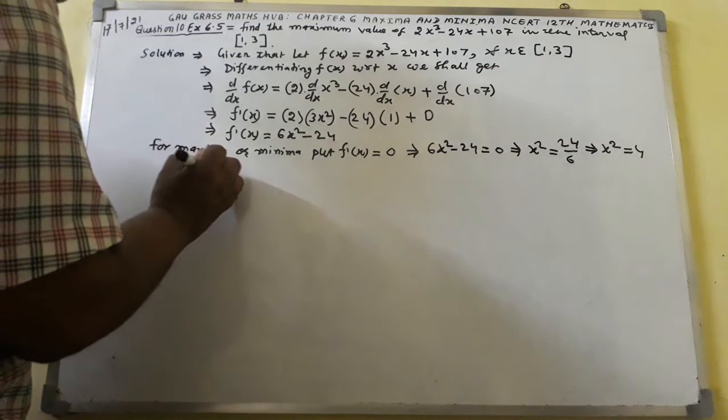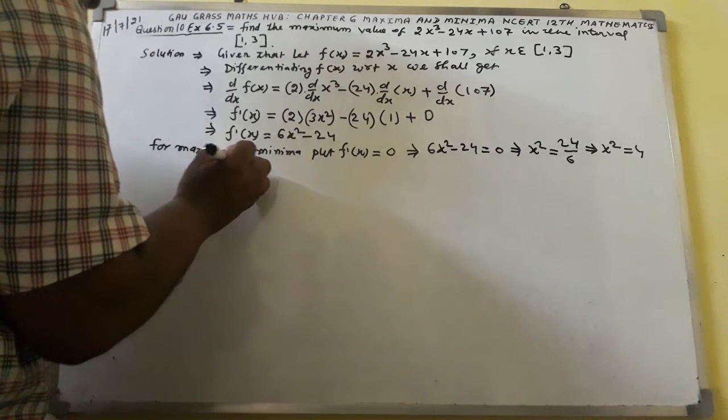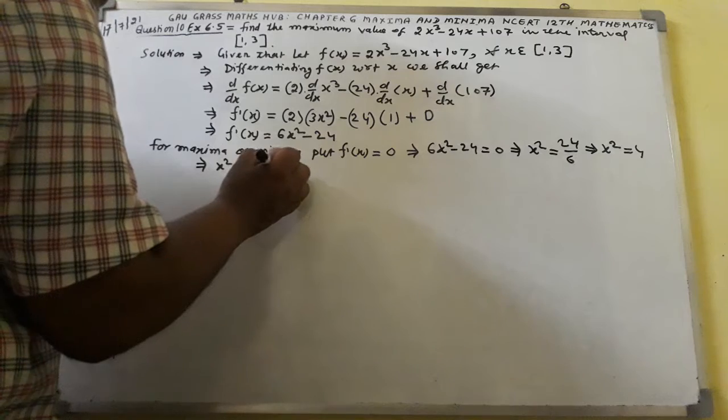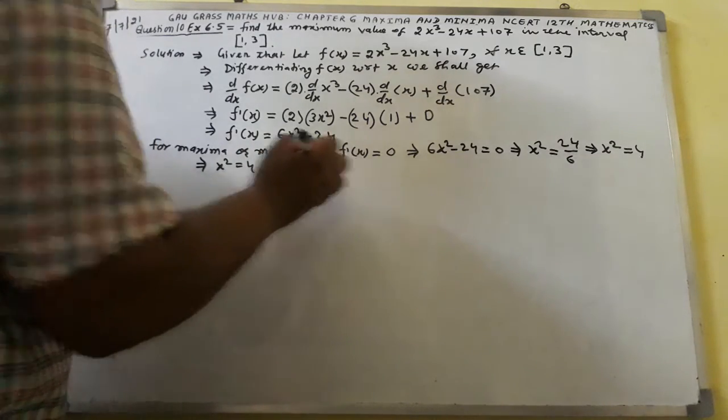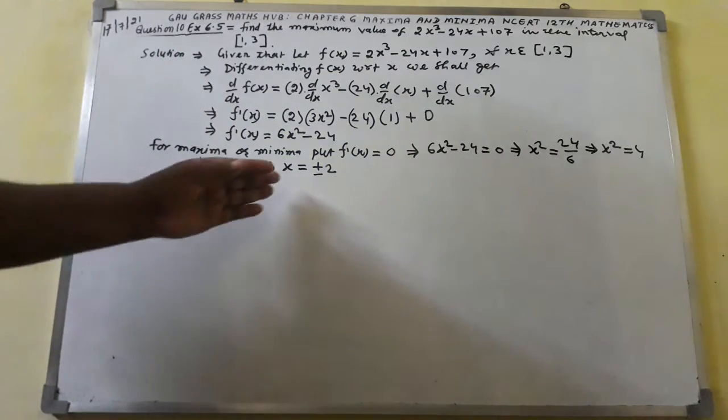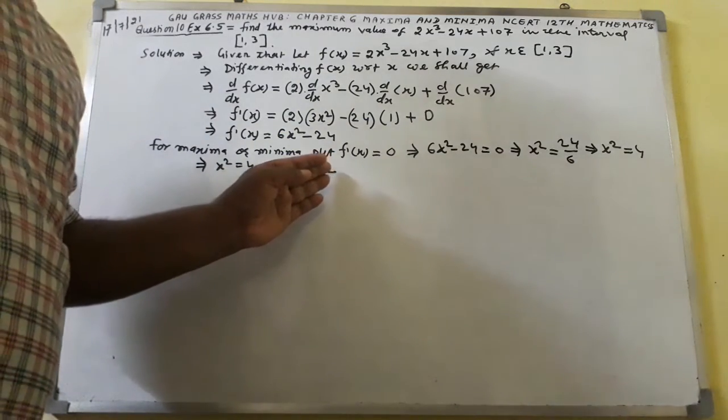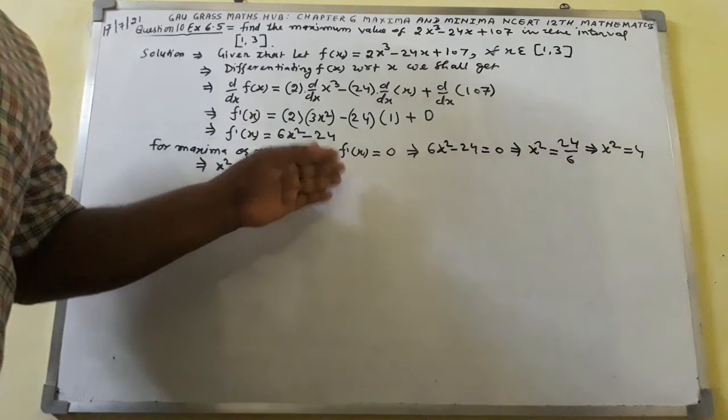Again I shall write, x square equal to 4 implied that x equal to plus minus 2. The value of x we have got is plus 2 or minus 2.